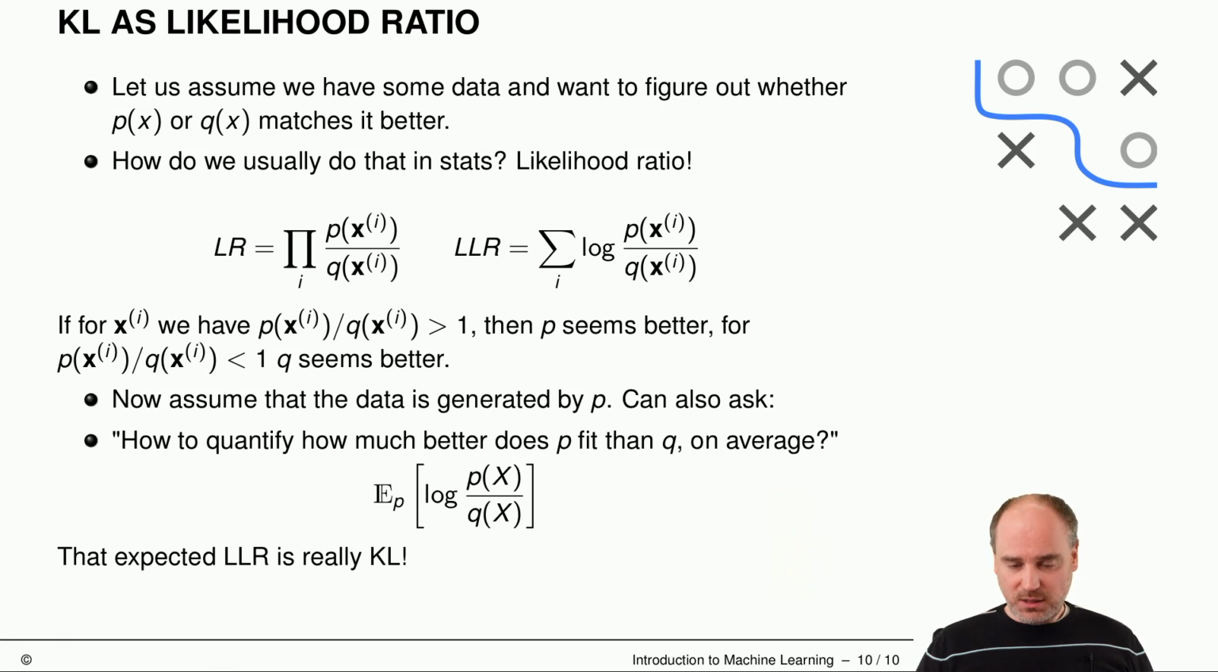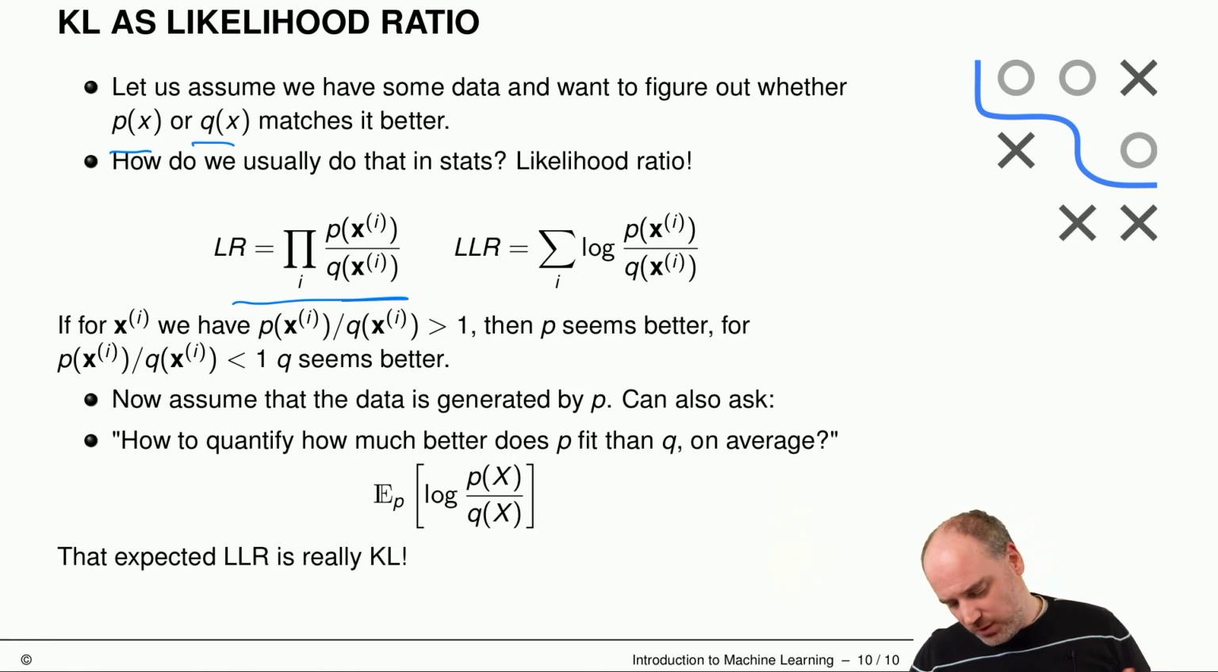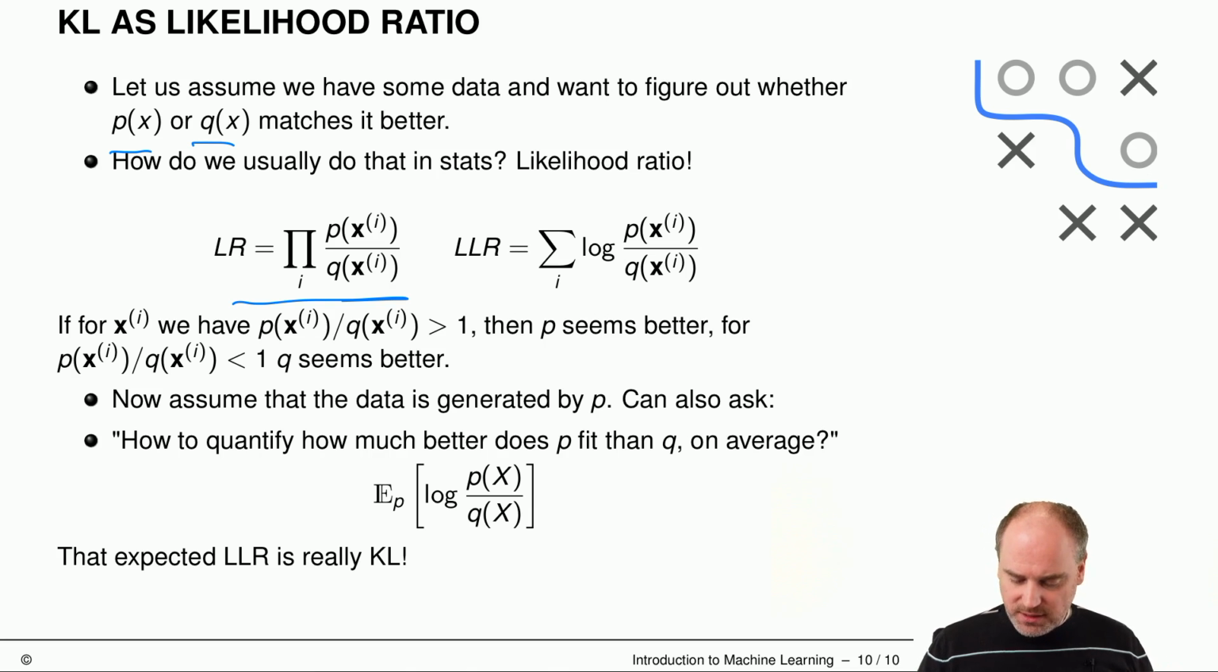I can even connect Kullback-Leibler further to another well-known principle in statistics, the likelihood ratio test. Let's assume we have some data and we want to figure out whether P or Q matches the data better. How do we usually do that in statistics? Usually through the likelihood ratio. So we take our distributions P and Q and we do a likelihood product over the complete data set. So we multiply over all of the observations, indexed by i, and we divide P by Q.